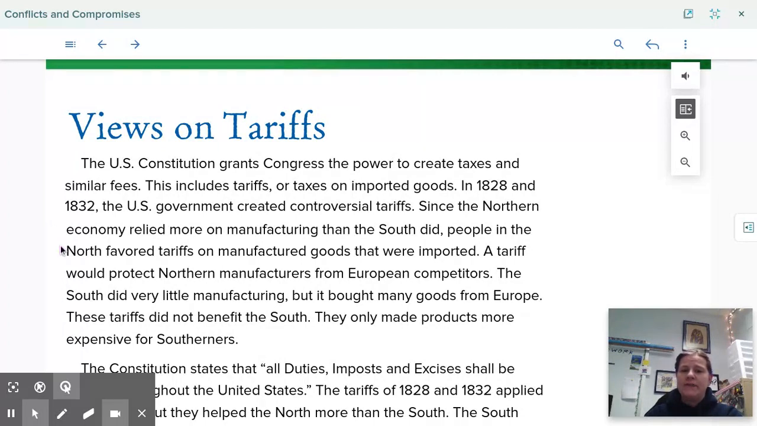favored tariffs on manufactured goods that were imported. A tariff would protect Northern manufacturers from European competitors. The South did very little manufacturing, but it bought many goods from Europe. These tariffs did not benefit the South. They only made products more expensive for Southerners.